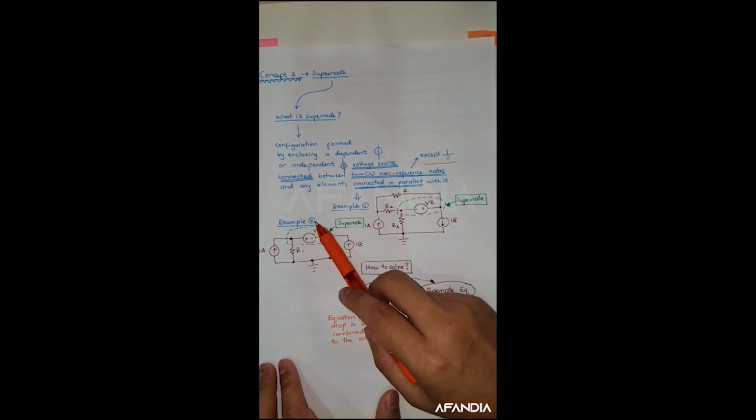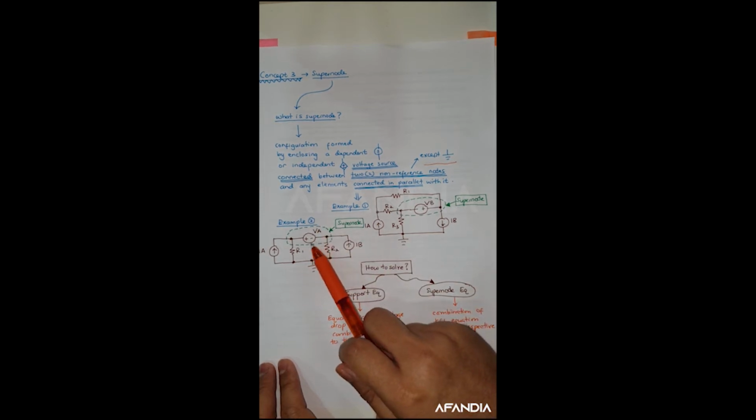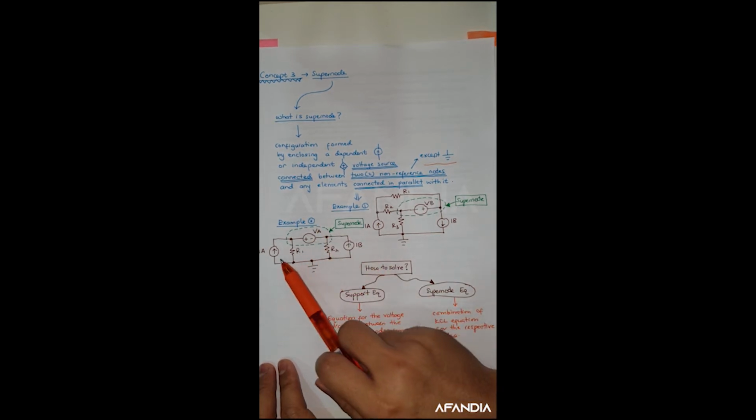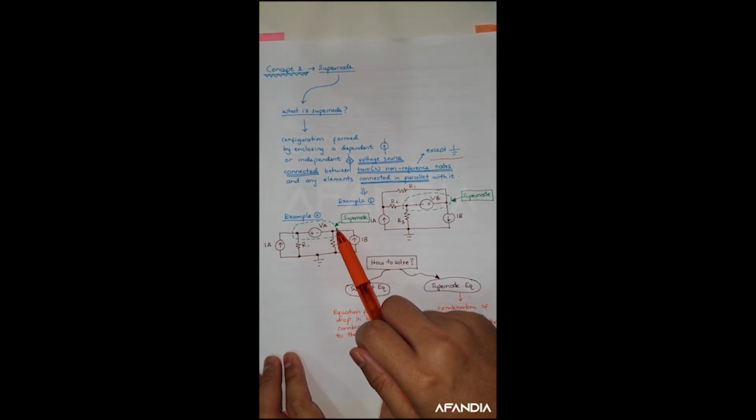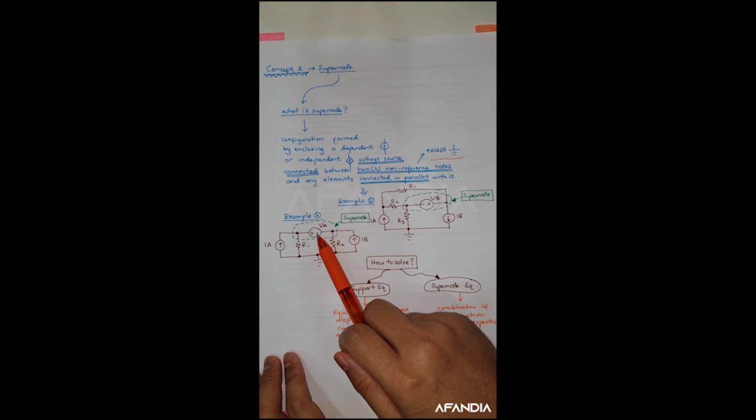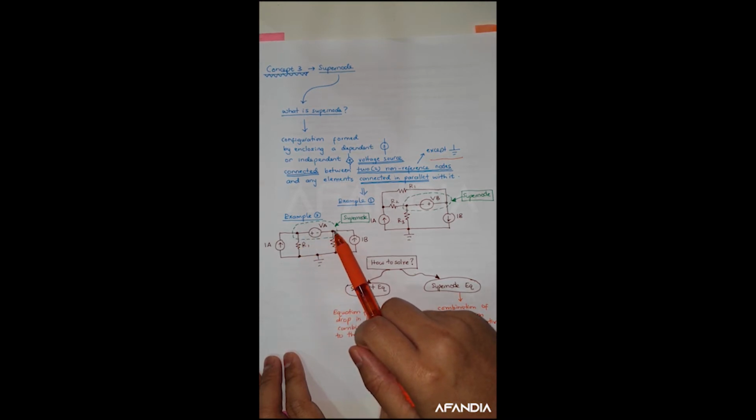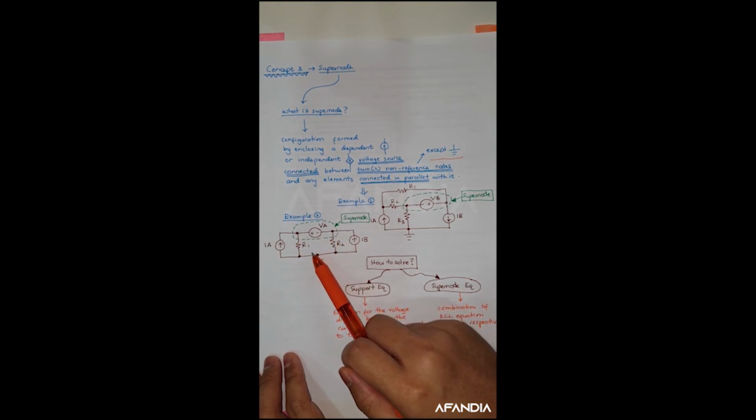Now let's have a look at the second example. If we have VA over here, R1, R2, IB, and let's say this is IA. So this is your supernode because your VA is connected in between these two non-reference nodes, this node and this node, except your ground.